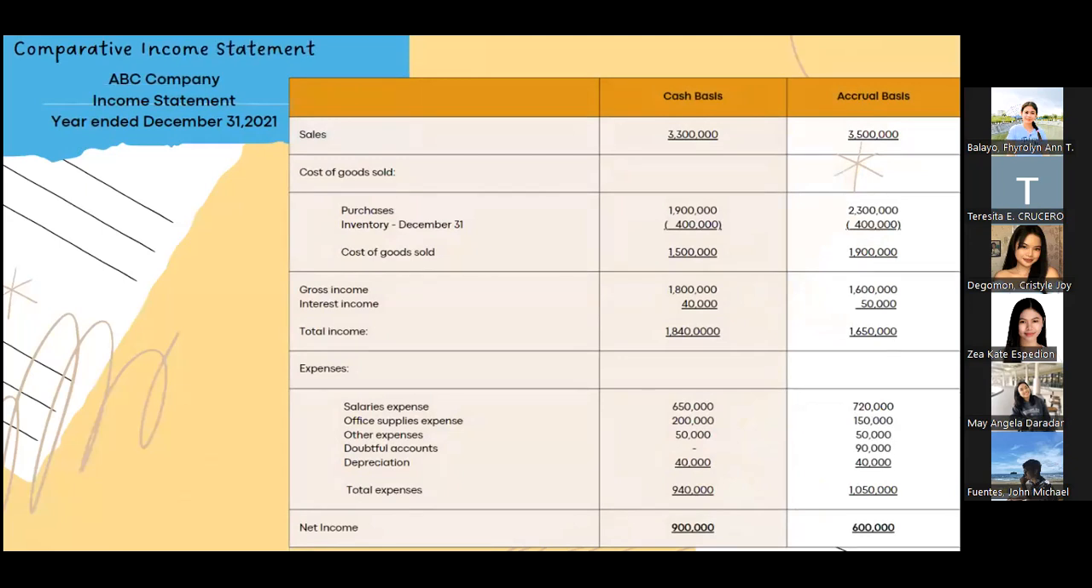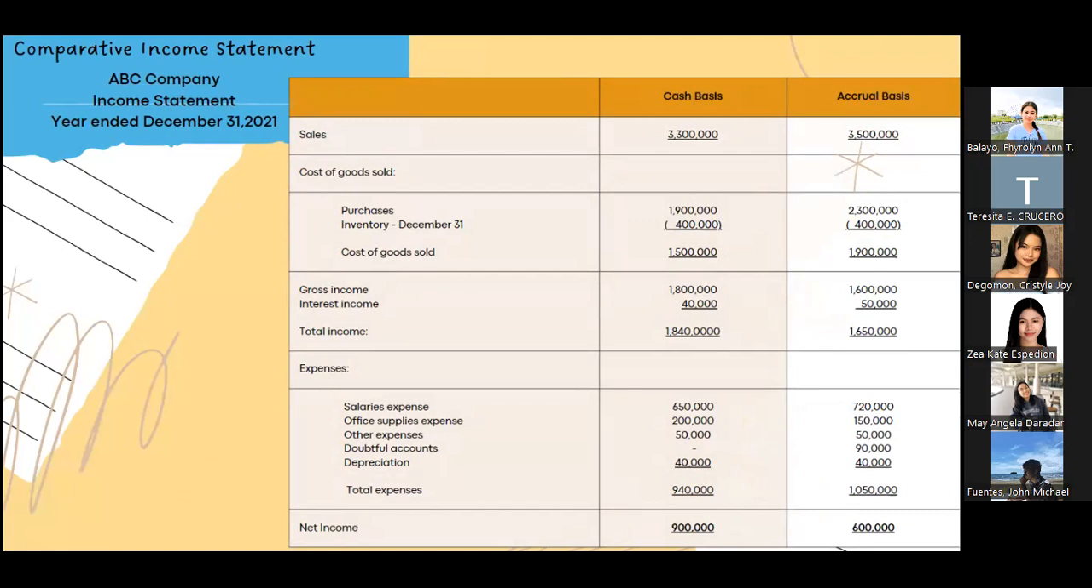And then we deduct the ending inventory of 400,000. Our cost of goods sold under cash basis is 1,500,000. Under accrual basis, 1,900,000.